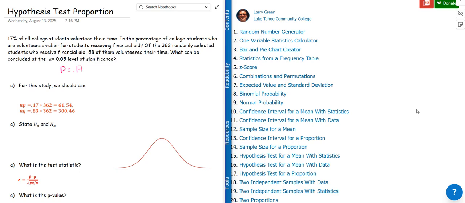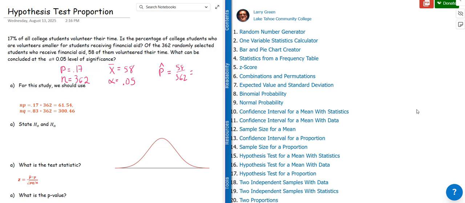So let's write down a few more things. N is 362. That's the sample size. The number of successes, in this case, success would be volunteers their time, of those 362 is 58, and our significance level is 0.05. And we do not need this for the calculator, but P hat, the proportion of our sample that volunteers, is 58 over 362.